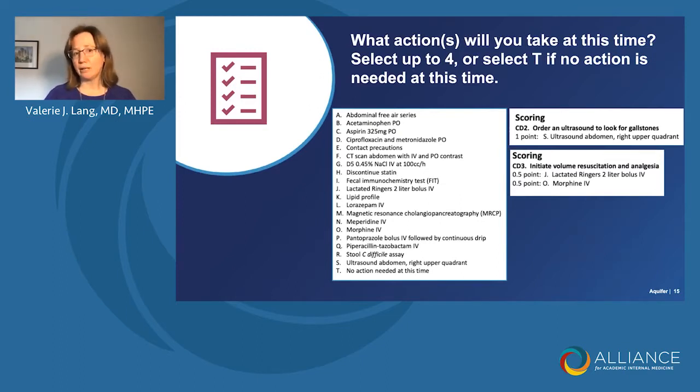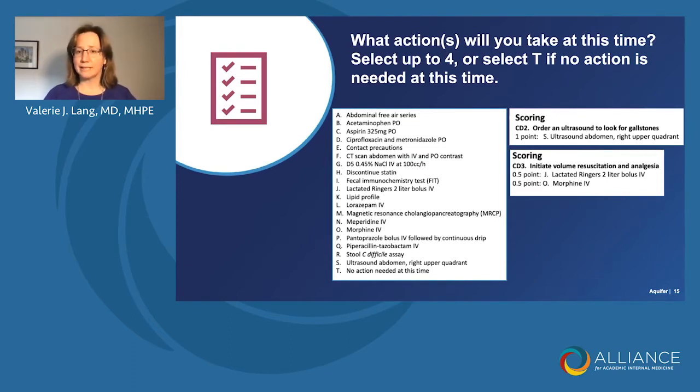Now, they are allowed to select up to 4, but they're only going to be scored for 3. If you look at the right-hand side, you'll see that we're assessing both clinical decision number 2 and number 3 in this same question. Often we'll be able to separate them out into separate questions, but in this one, we're asking, what are they going to do next? Well, they're going to start their diagnostic workup and they're going to start managing the patient at the same time. So we allow them to do that.